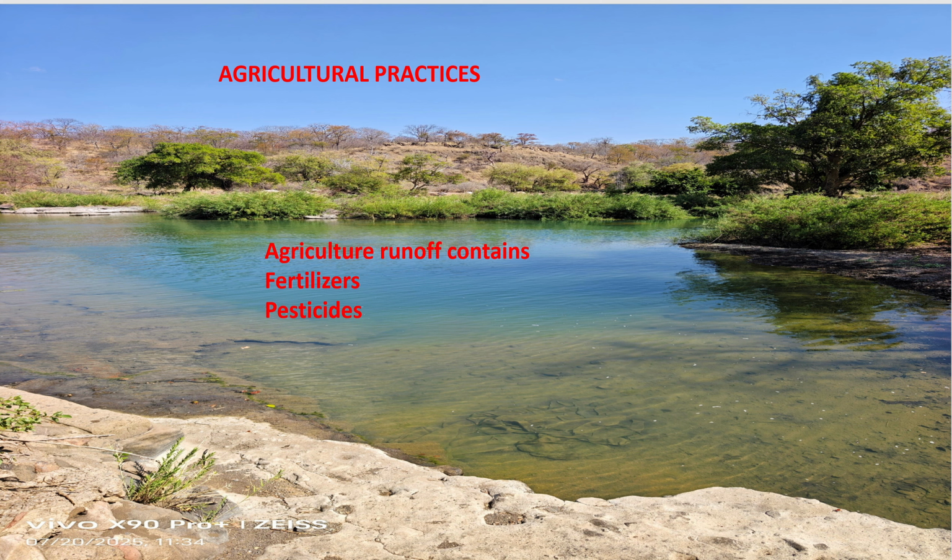In agricultural practices, we normally use fertilizers and pesticides to improve our yields. But in the event of heavy rains, after the application of these pesticides and fertilizers, the runoff water will contain the fertilizer and pesticides straight into our rivers and into our dams, thereby contaminating our water.